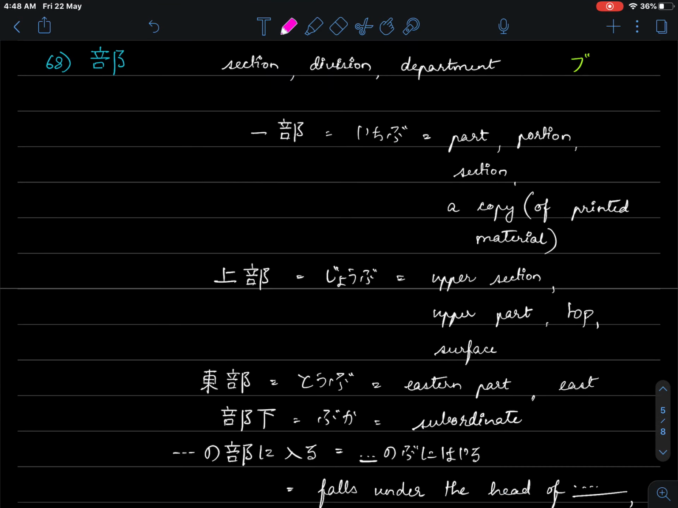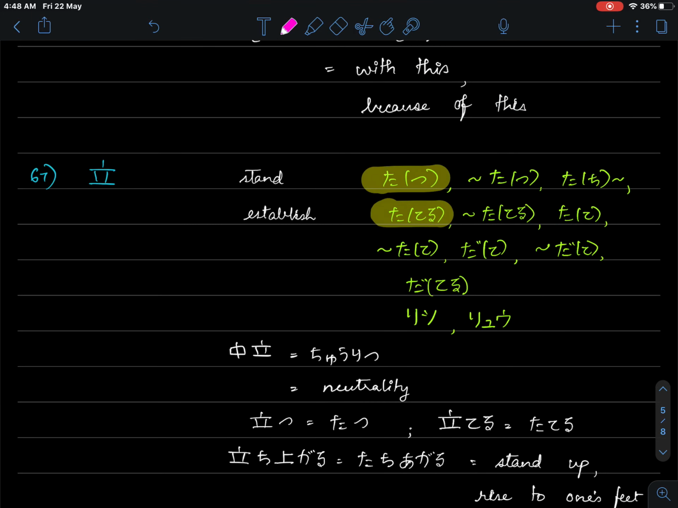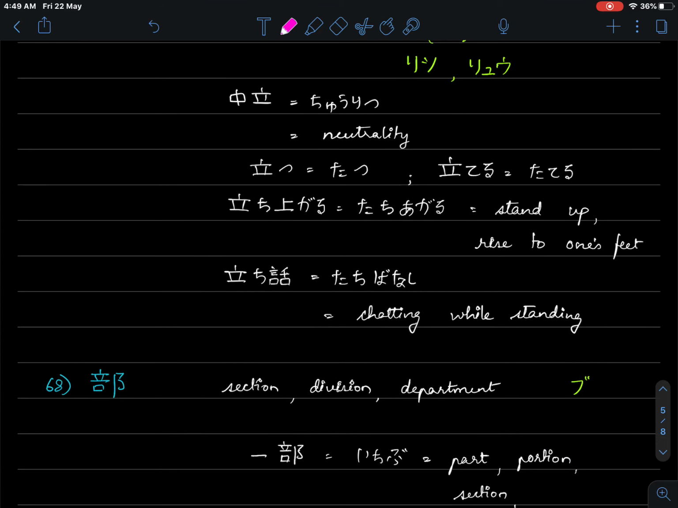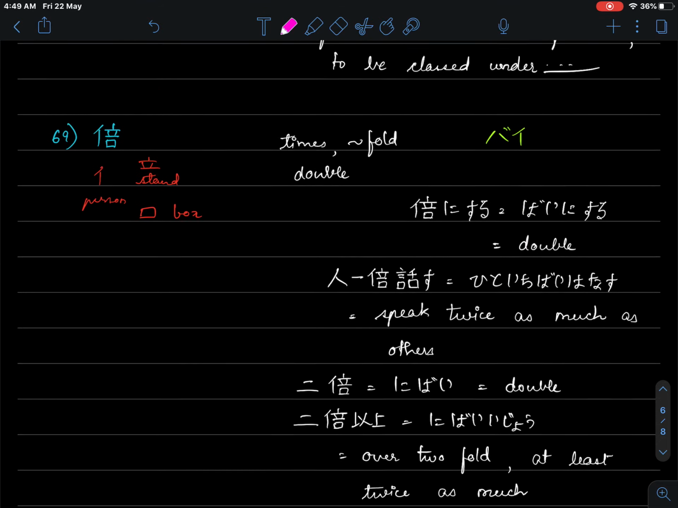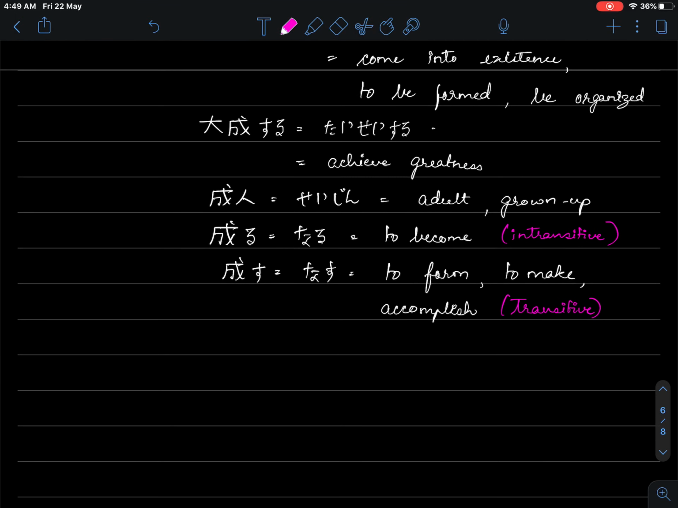Moving back a few kanji, even here we have that transitive, intransitive thing. So this is intransitive. This is transitive. If you know what transitive and intransitive verbs are, this becomes really easy. So I would definitely encourage looking into what that means.